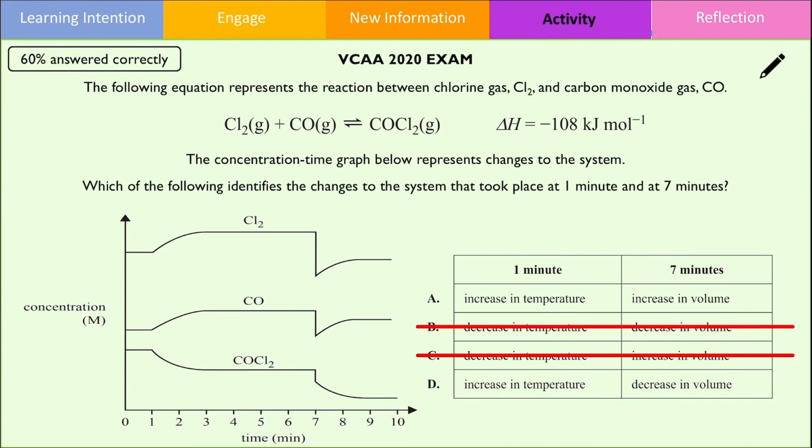Furthermore, the concentration of all gases in the mixture decreased at the 7 minute mark as illustrated by the sudden drop. This suggests that the volume was increased since concentration and volume are inversely proportional. Hence A is the correct answer.